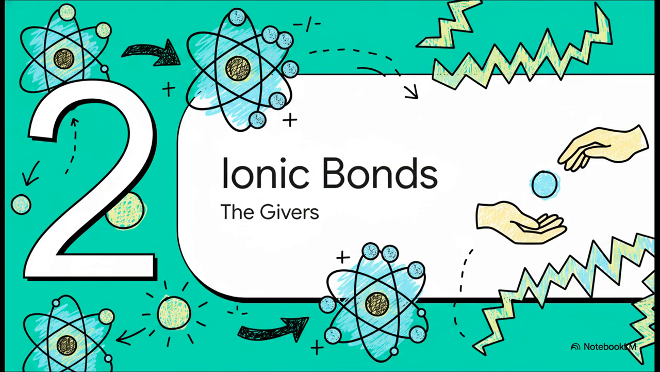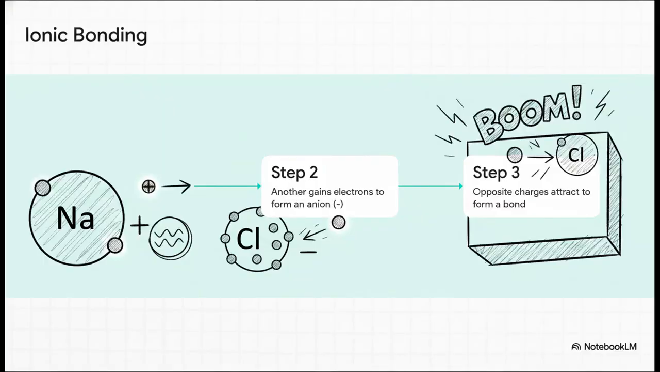Section 2. Ionic bonds, the givers. Let's look at the first strategy atoms use, which is all about outright donating and stealing. Take sodium and chlorine, for example. It's a perfect mini-narrative. Step 1. Sodium has just one pesky valence electron. It desperately needs to ditch it to uncover the stable shell underneath. When it loses that electron, it becomes a positively charged ion, or a cation.